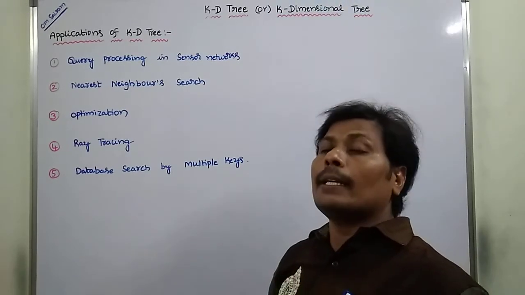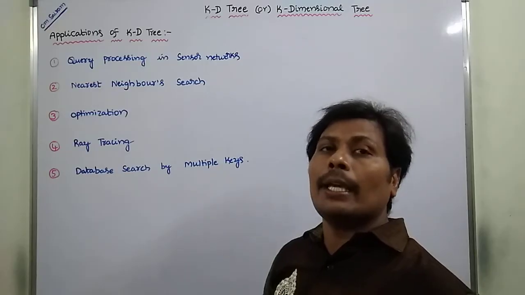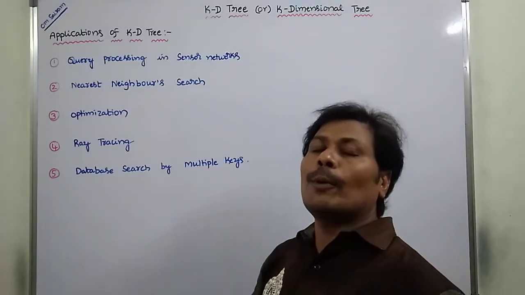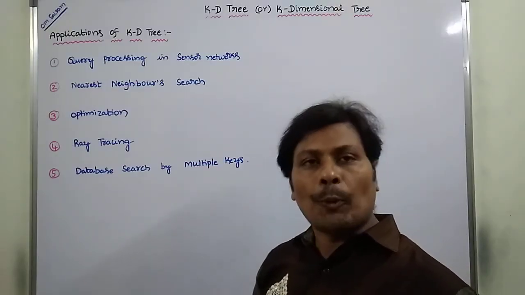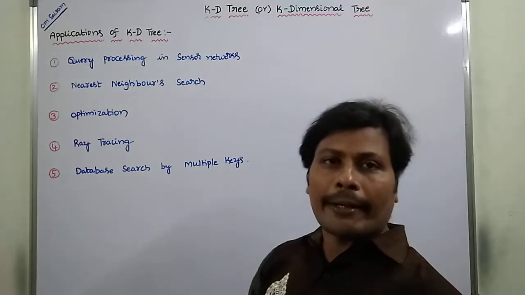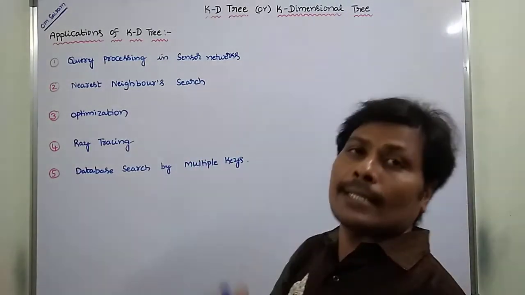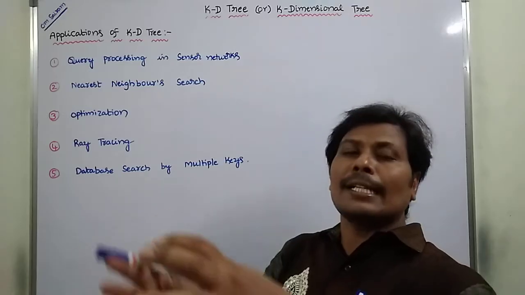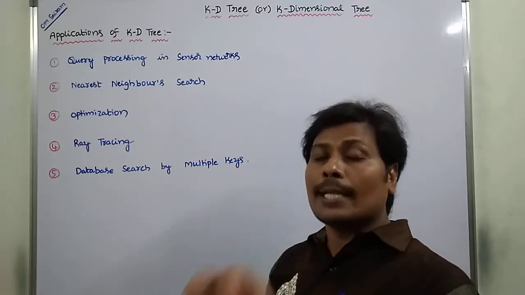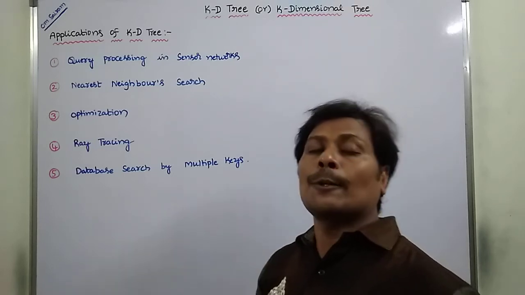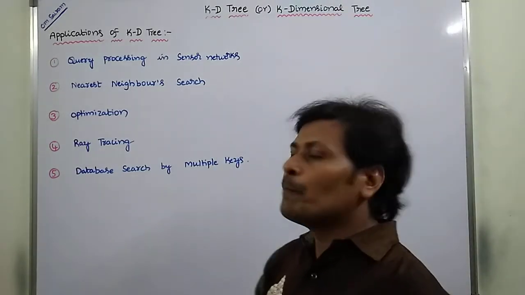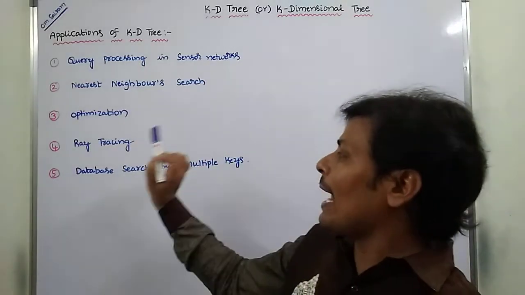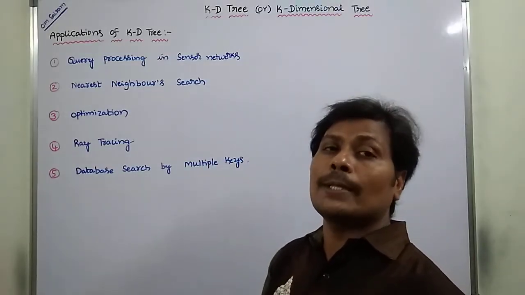Now these are the applications of KD tree, that means in which applications a KD tree is used. First one is query processing in sensor networks. In a sensor network, to process the query, we have to use a KD tree. Next one, nearest neighbors search. Suppose we are taking a node, what are the nearest neighbors for that node? We have to search the nearest neighbors for a node, and for that we use a KD tree. Next, in optimization, we use a KD tree. In ray tracing, we are also using a KD tree.